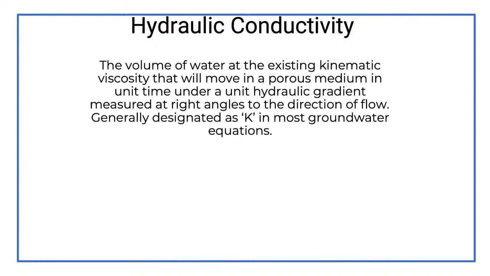Then we'll move through a porous medium in unit time under unit hydraulic gradient. So that's the slope measured at right angles to the direction of flow. It's generally designated as K in most groundwater equations. So you hear hydrogeologists talking about K a lot, and that is hydraulic conductivity. It's really an important measurement that will come into play in a lot of other calculations we do. But really, what we're doing is looking at the flow along the direction of flow.